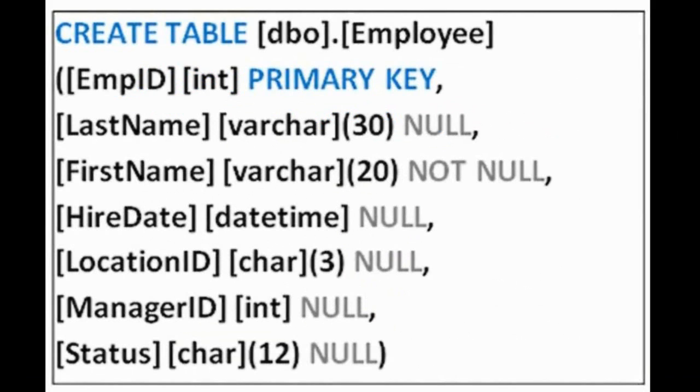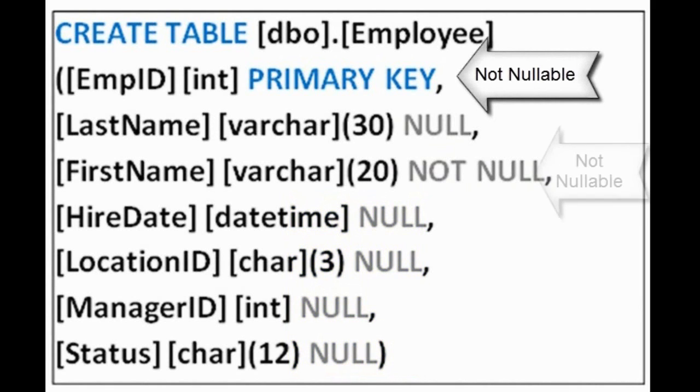We were able to insert a null for the last name because the design of this table allows nulls in the last name field. If we would have tried to have inserted a null in the first name field, we would have gotten an error message because we can see from this design that first name does not allow nulls. Hire date can be null, location ID can be null. As a matter of fact, all fields can be null except for the emp ID because it's a primary key and the first name because it's tagged as not null.